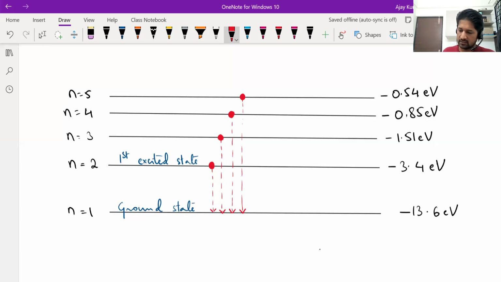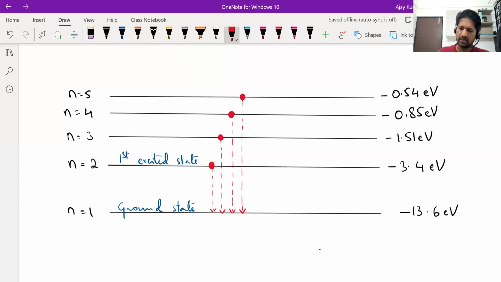There's no necessity that the electron should come down step by step. There's no rule that the electron should come down step by step. What the electron does, we cannot really tell. You will be doing some probability based calculations in your engineering. It involves quantum physics. For now, you don't have to bother about which jump the electron is going to make.